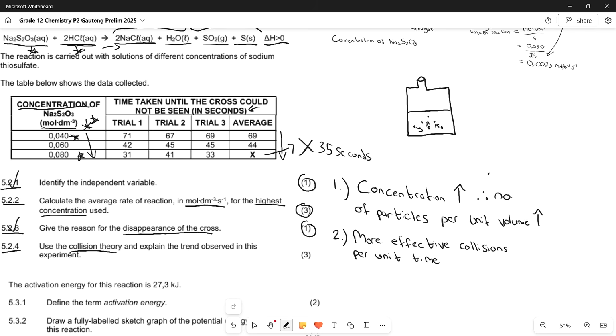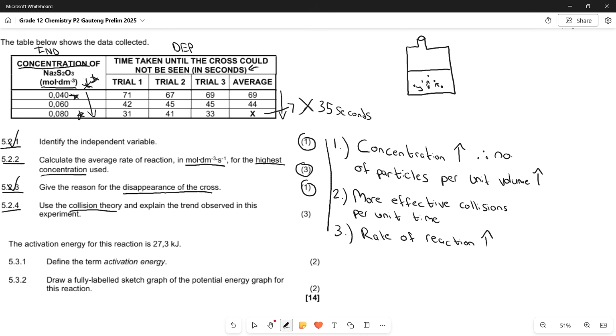And then the last link in the chain, it's all about how the independent variable affects our dependent variable, how the concentration, like we started with, affects our rate of reaction, and therefore the rate of reaction will also increase. These are the 3 steps that we need in order to get our 3 marks over there.